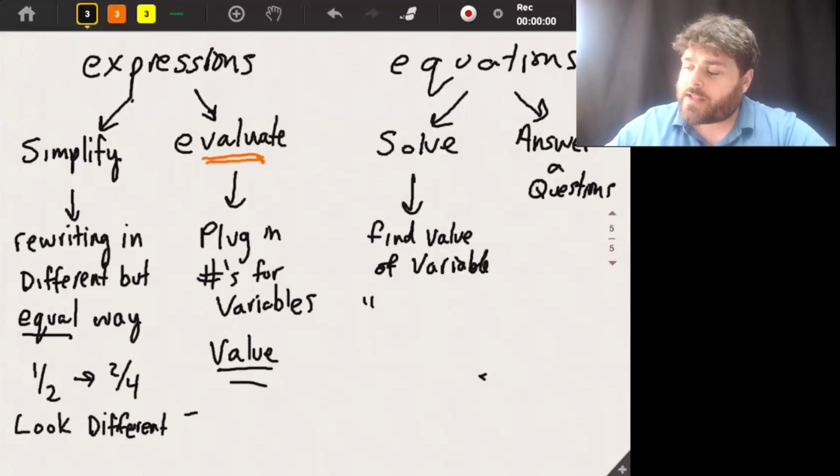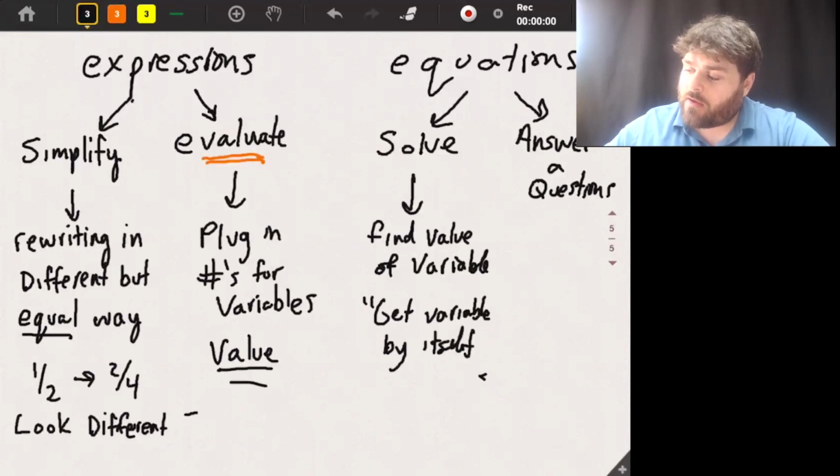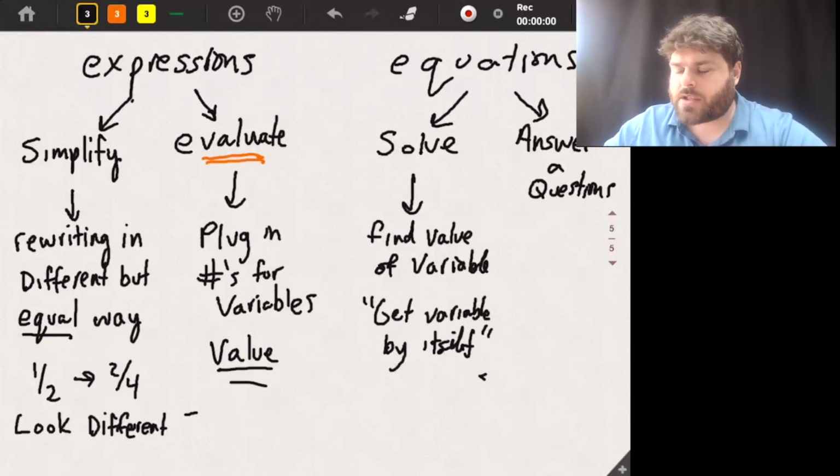Now, a lot of teachers say this: we're going to get the variable by itself. And that is true. That is a strategy, okay, to solving. We're going to get the variable by itself. And once we do that, we'll be able to know the value of that variable. And again, we'll look at some examples in just a second.